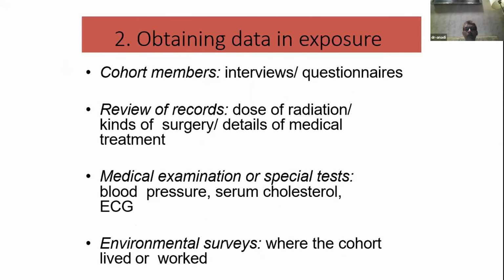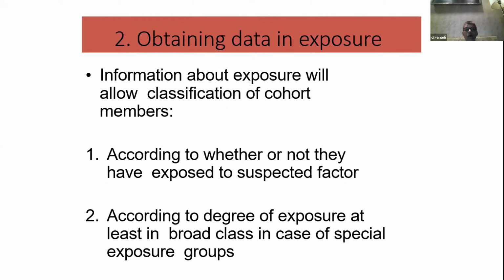For obtaining data on exposure, there are some cohort members you interview, and you give some questionnaires. You review the records of radiation dose, conduct surveys, and look at details of medical treatment. Medical examination of special cases includes blood pressure, serum cholesterol, ECG, and environmental surveys where the cohort lived or worked. Information about exposure will allow classification of cohort members, first according to whether or not they have been exposed to the suspected factor, and second according to the degree of exposure, at least in broad classes in the case of a special exposure group.